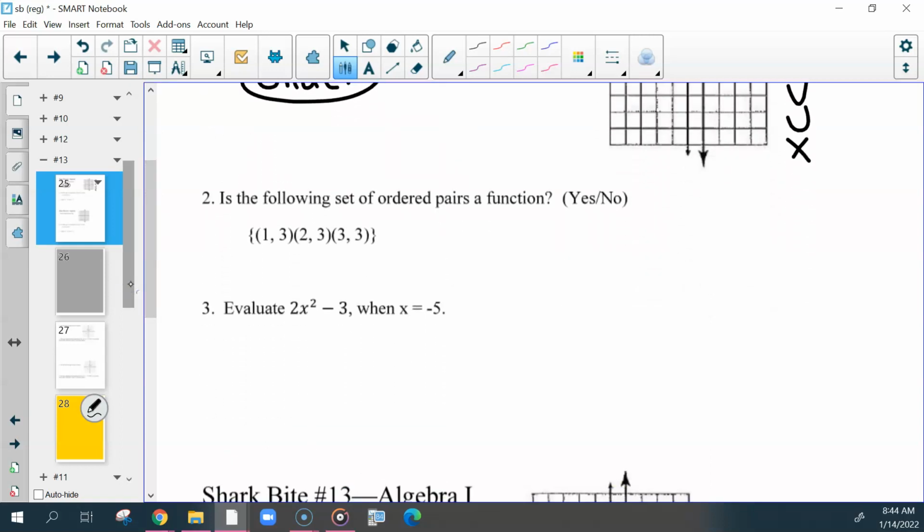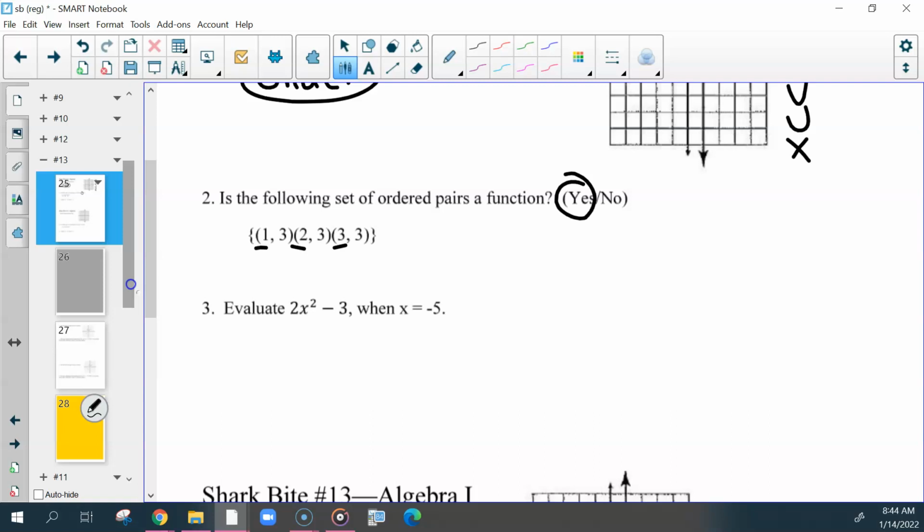Okay. For number 2, is the following set of ordered pairs a function? Venus says yes. Do we agree? Yes. We have non-repeating x values. They all go to the same y value, but that's okay.